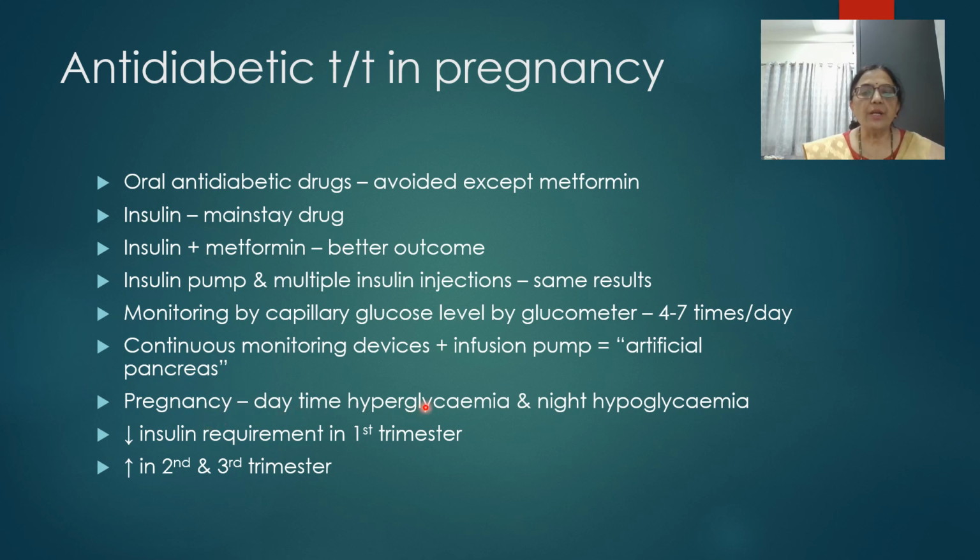In pregnancy, there is daytime hyperglycemia and there is night hypoglycemia that we need to remember while we are adjusting the dose of insulin. Insulin requirement usually reduces in the first trimester because of pregnancy associated nausea and vomiting. But as the pregnancy progresses in the second and third trimester, there is a progressive increase in the insulin requirement in an overt diabetic woman.